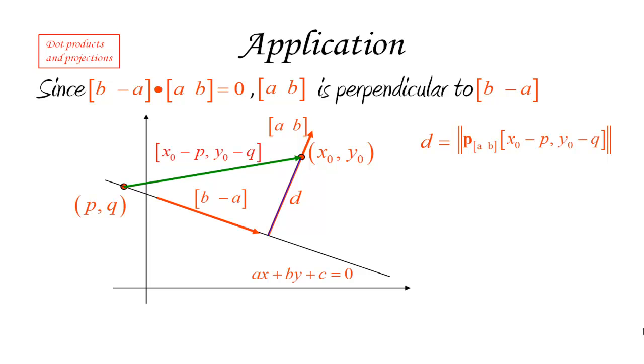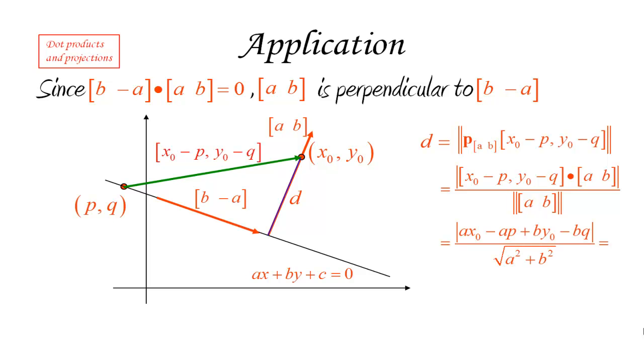Well, this is a scalar projection, right? So we can use the formula for the scalar projection. That means we have to take the dot product of those two vectors, <x0 minus p, y0 minus q> and <a, b>, and divide that by the length of the vector <a, b> on which we are projecting. Let's do that. If we take the dot product on top, I'll let you do the algebra. You may want to pause it for a second to make sure it works. And on the bottom, the length of that vector is going to be the square root of a squared plus b squared.